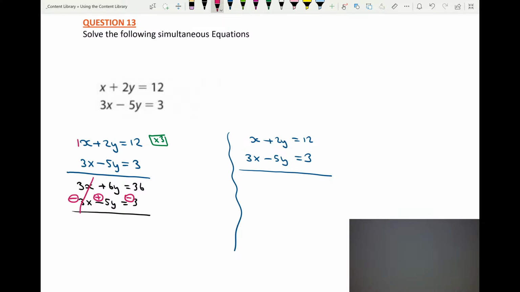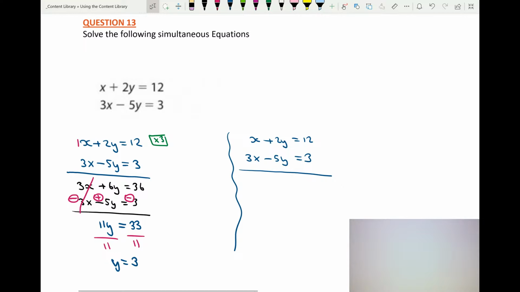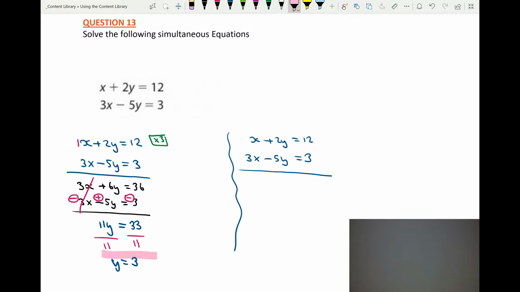I come to the middle. I have 6y plus 5y, both positive, so they make 11. And then I have 36 subtract 3, which is 33. I then divide both sides by 11, and I get y is equal to 11 into 33 is 3. So I now have my y found. Y is 3.